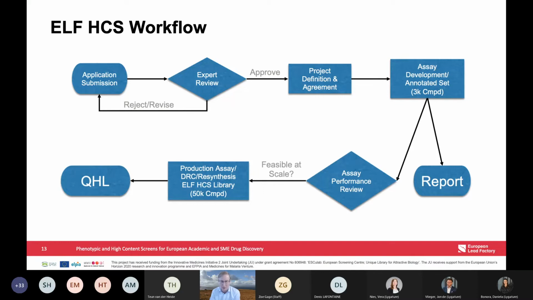We'll talk about that more in a second. We then move into that production assay with the 50,000 compound library that I mentioned, dose response curves, resynthesis tests, et cetera, ultimately leading to the production of what we in the project call the QHL, or the qualified hit list. I know that's an awful lot of words there, so if anybody wants to ask any questions about that, happy to explain that more. So if you would, to the next slide, please.